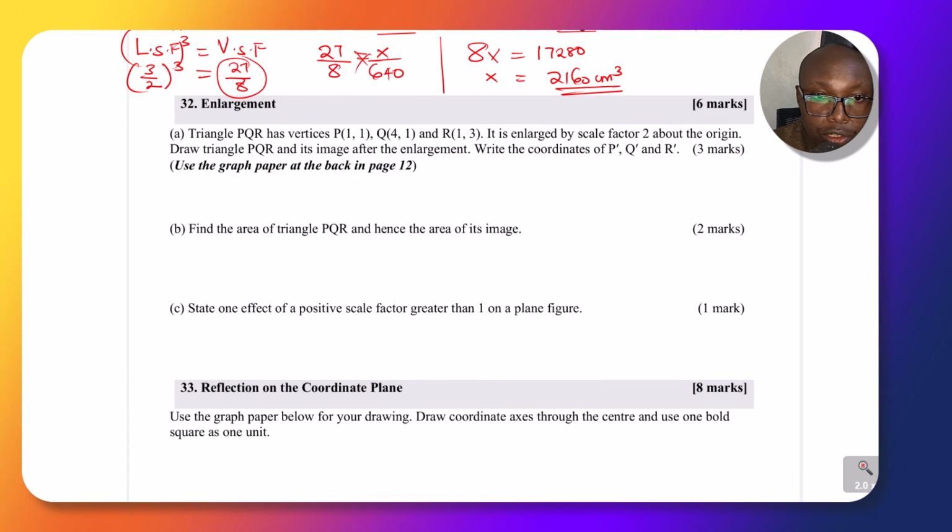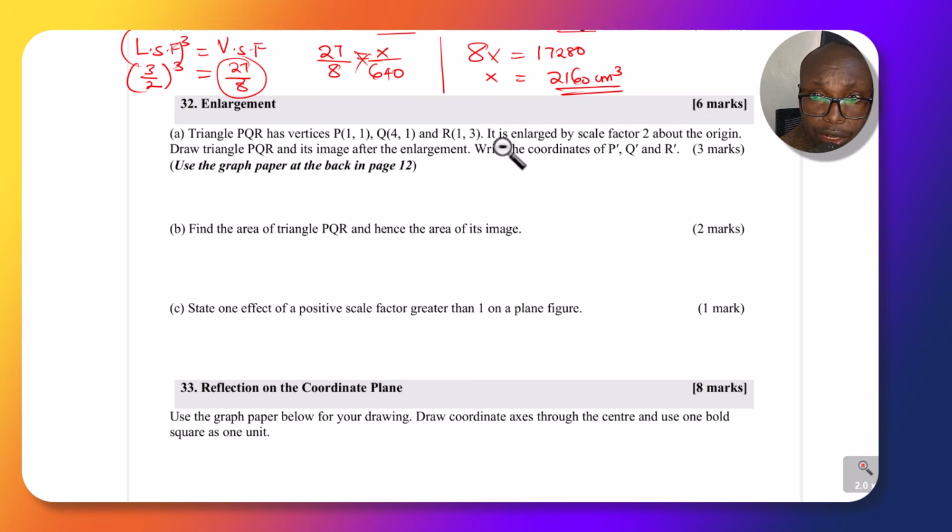We go to question 32. It is a question on enlargement. Triangle PQR has vertices P(1, 1), Q(4, 1), and R(1, 3). It is enlarged by scale factor 2 about the origin. Draw triangle PQR and its image after the enlargement. Write the coordinates of P prime, Q prime, R prime, and then you're supposed to use a graph paper at the back.